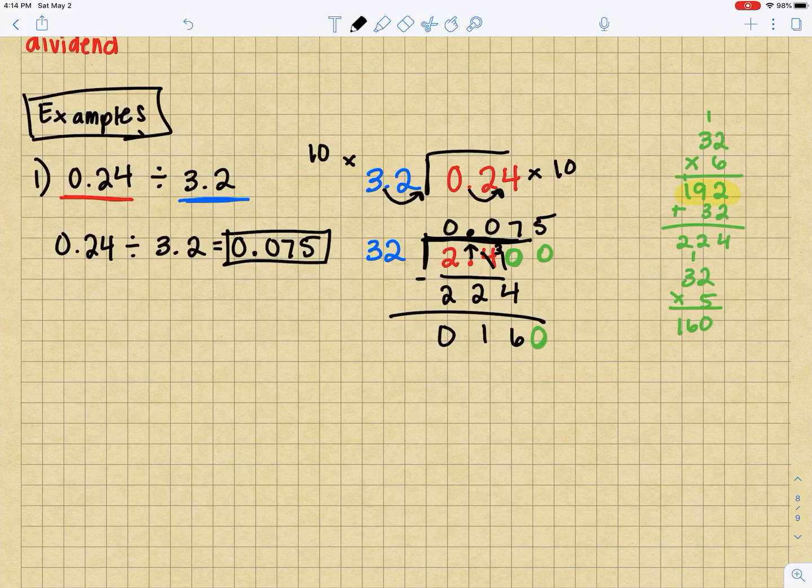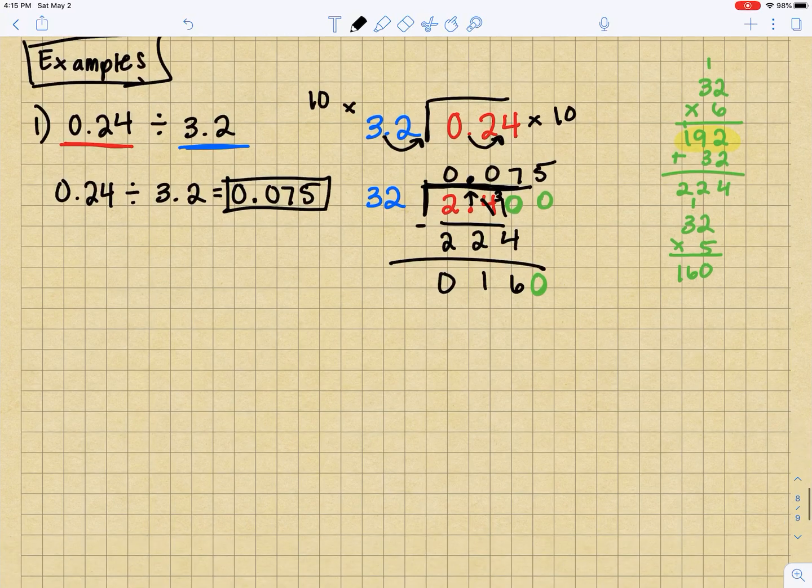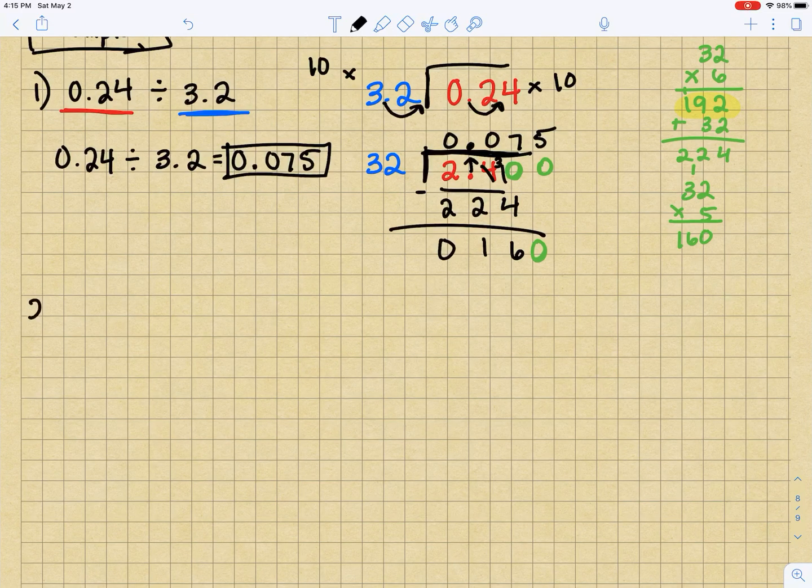Okay, let's try another example problem here. This time, there'll be something different. Let's do this one. 476 thousandths divided by 28 hundredths. Now remember, 28 hundredths is our divisor, and 476 thousandths is our dividend.